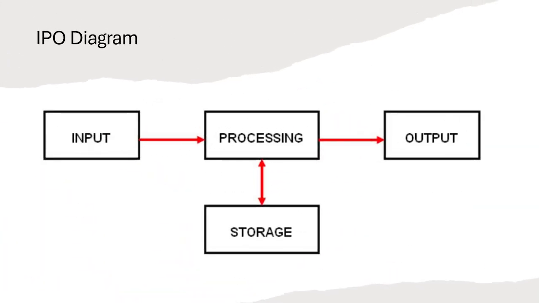So here I have now an IPO diagram. IPO, by the way, stands for input, processing, and output. We have one thing extra in this diagram, which is a storage area. So in some instances, we actually use storage as well. So if we are to define these components here, input is anything that would be going into the computer.